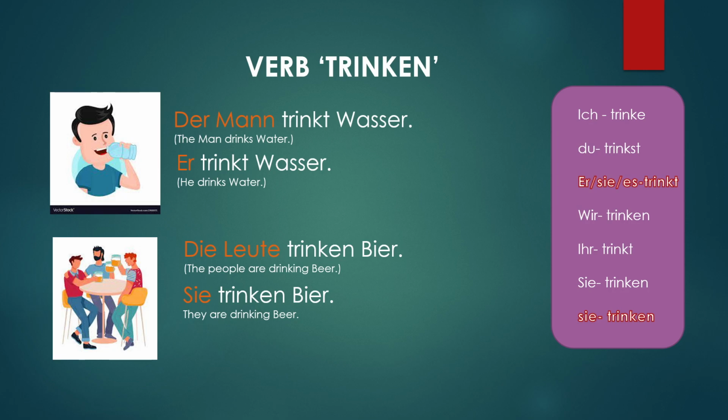Die Leute trinken Bier. Here, Leute means people, which is a plural form. Die here is an article for plural form. And the pronoun for plural form is sie, which means they. Hence, the sentence will now be Sie trinken Bier.